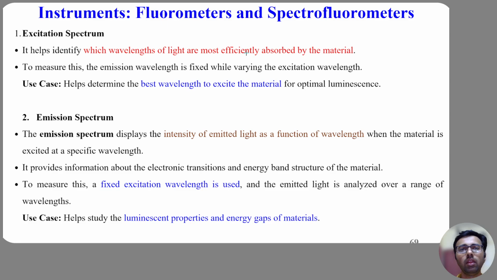How do we measure this? We fix the emission monochromator at one wavelength, usually the wavelength of maximum fluorescence. Then we scan the excitation monochromator across many incoming wavelengths. We plot the fluorescent intensity versus excitation wavelength.